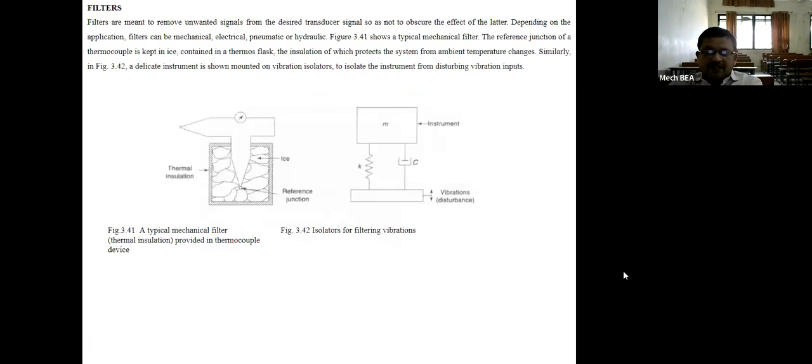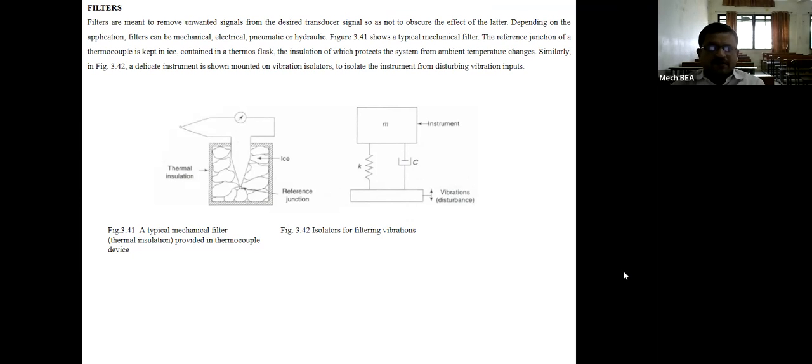Now next is filters. Filters are meant to remove unwanted signals from the desired transducer signal so as not to obscure the effect of the latter. Depending on the application, filters can be mechanical, electrical, pneumatic, or hydraulic. Figure 3.41 shows a typical mechanical filter.